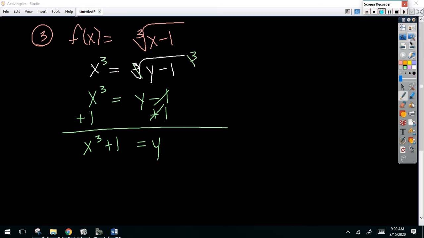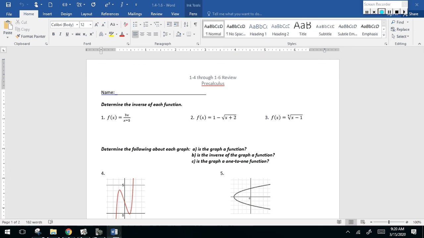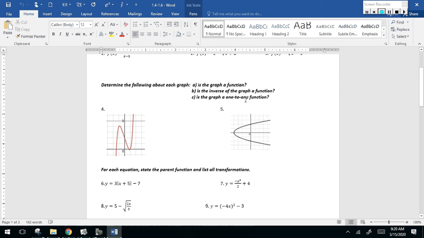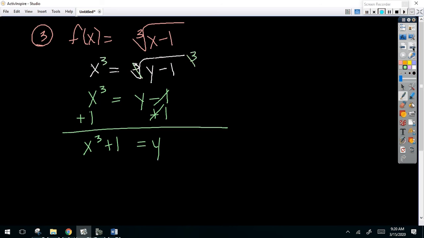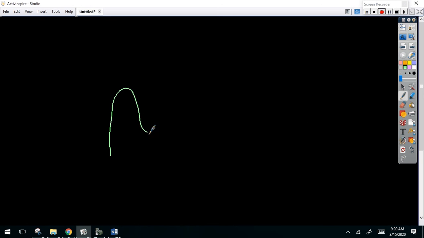So for numbers 4 and 5, I want to pull this sheet up for you so that you can see. What I'm looking for is I'm trying to answer 3 questions here. Is the graph a function? Is the inverse of the graph a function? And is the graph 1-to-1? So let's look at the first one. The first one is a nice little cubic graph that looks like this.